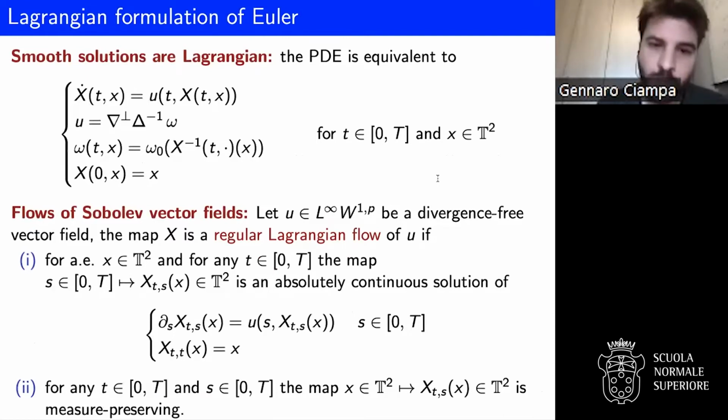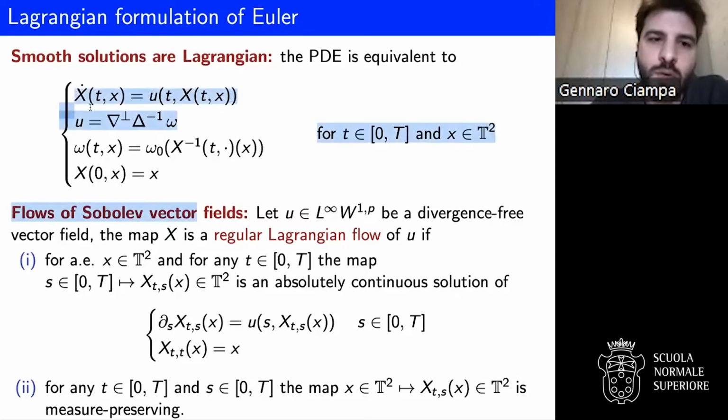So it will be crucial in our analysis the Lagrangian property of the solutions of the Euler equation. For smooth solutions, it is well known that the system of PDEs is equivalent to this system here of ODEs. So you can find the flow of the velocity, construct the vorticity as the composition between the initial vorticity and the inverse of the flow, and then you reconstruct the velocity via the Biot-Savart law.